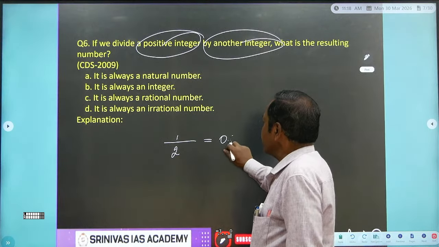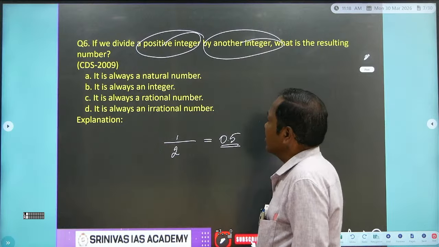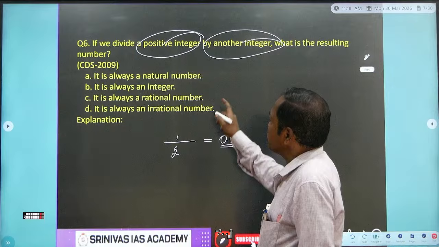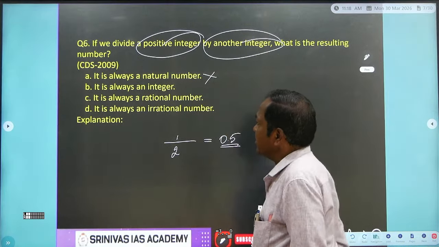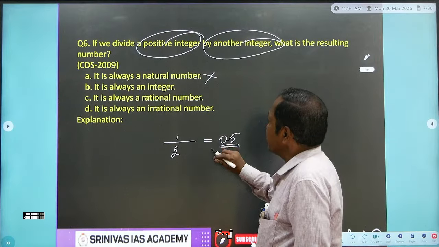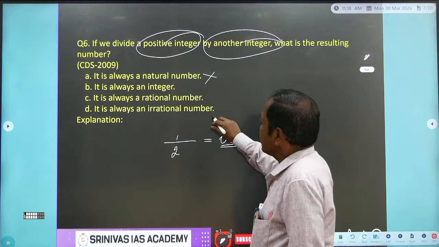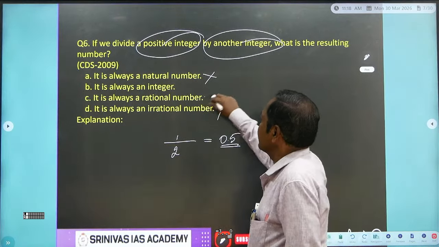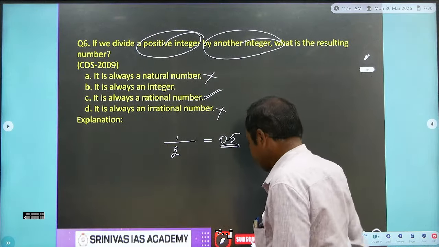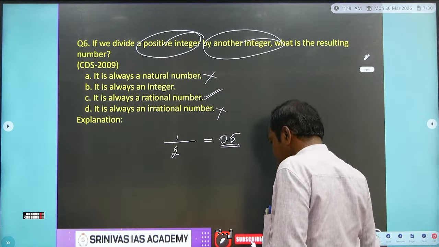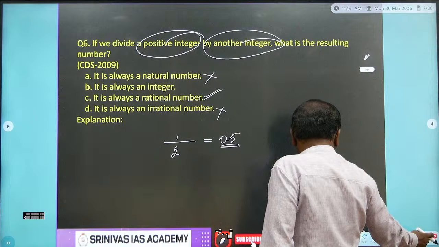So what is it, a rational number or an integer? Natural number definitely is not correct. It is not always an integer; you can check that. It is always a rational number. The irrational number option is also not correct. Which is it, B or C? C. Right. No, it's not a natural number. Right.